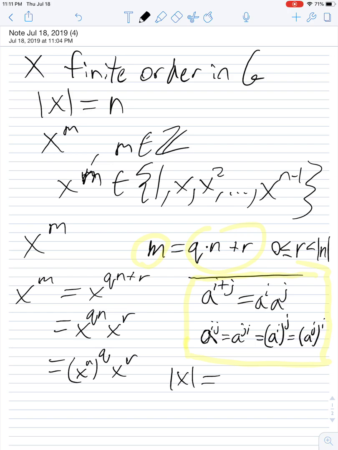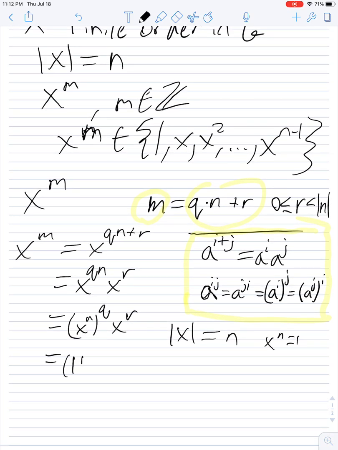But now what do we know? Well, we knew that x has order n, so x to the n is equal to 1. So what we actually have here is 1 to the q times x to the r. But we know that 1 is the identity, so that's just equal to 1. And it will be easy to show by induction that 1 to the q will also be 1. You can try proving that. So we end up with 1 times x to the r, but again, just the identity property, we have x to the r.